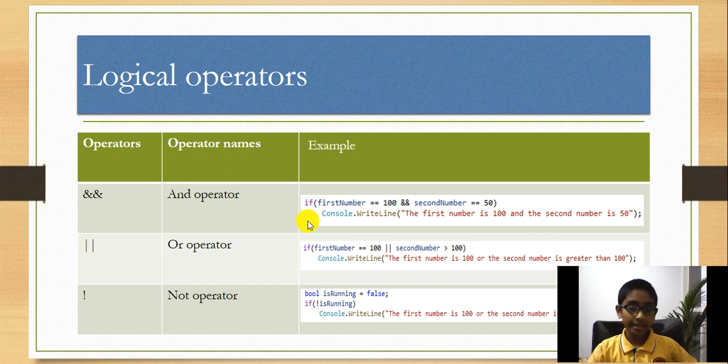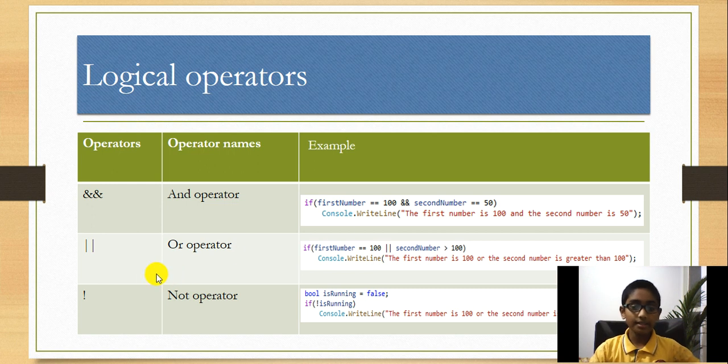So like I was saying, let's understand it with an example. So here I'm checking if the first number is equal to 100 and the second number is 50. And if it is, then it'll write on the console that the first number is 100 and the second number is 50. Okay, so this if condition will only return true if all of these conditions are true. Like if the first number is 100 and the second number is 50. And if any one of these conditions are false, then the statement returns false.